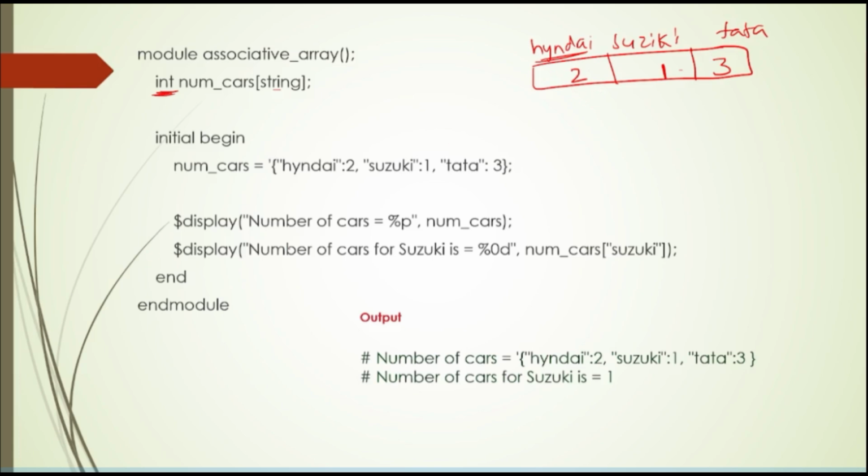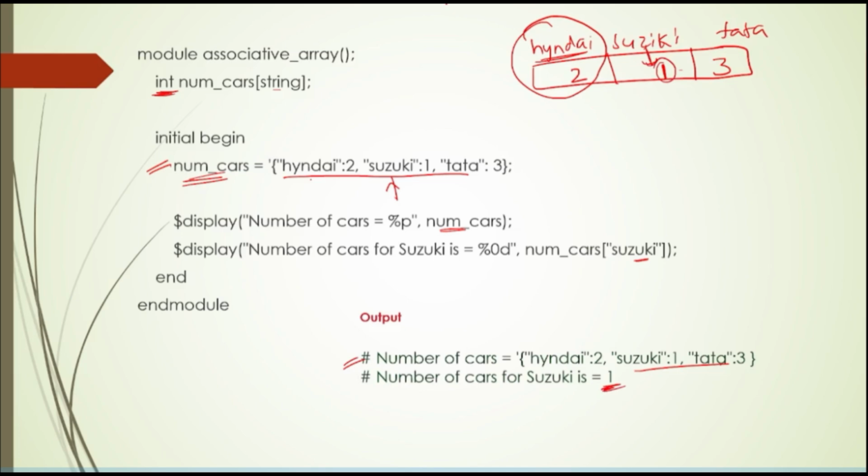Now when I want to display the number of cars, I am going to do it like this: number of cars equal to percentage p, number of cars, whatever is there in number of cars. Everything will be displayed as it is. But when I want to display only a particular index, for example only what is there in Suzuki, number of cars of Suzuki. What is the element held by Suzuki? 1. So only that element will be displayed.